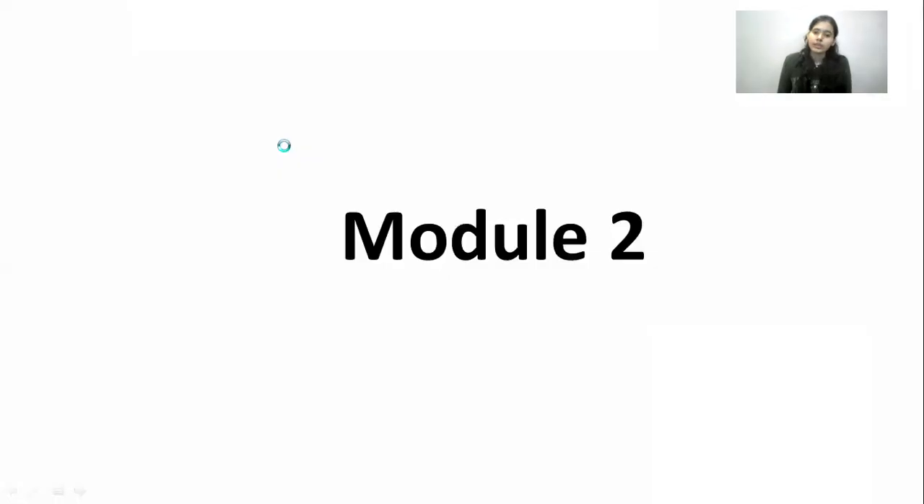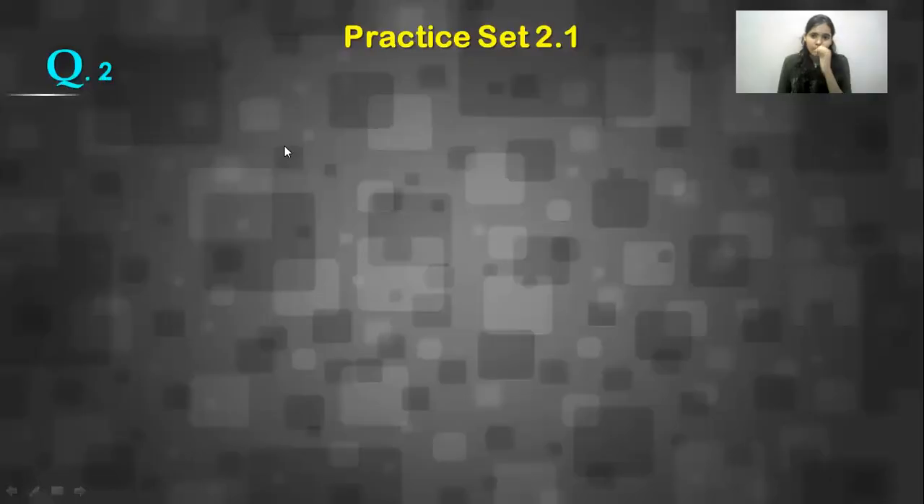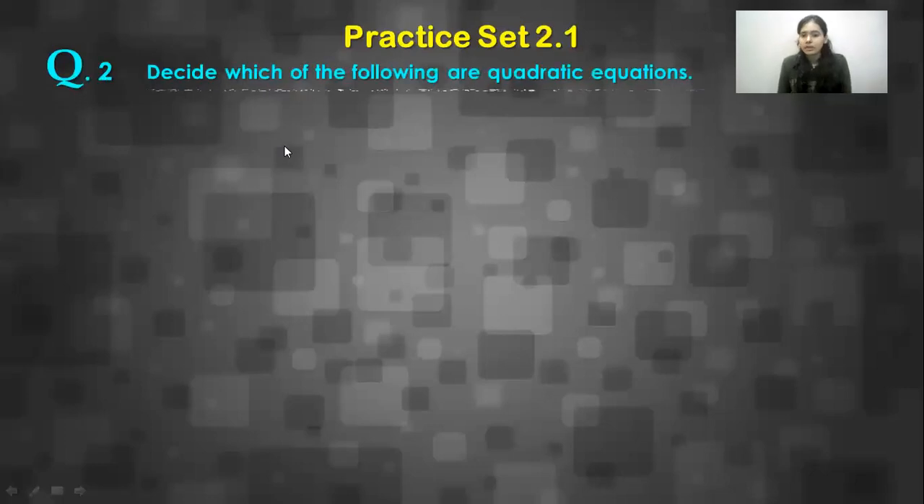Okay, moving ahead students. Now what has been said to us? Look at the question. It is saying, decide which of the following are quadratic equations, which means a few equations will be given to us. Not sure whether it is quadratic or not, we don't know what it is. We need to decide. We have to check and tell whether it is quadratic or not. Okay. We need to check and tell them.